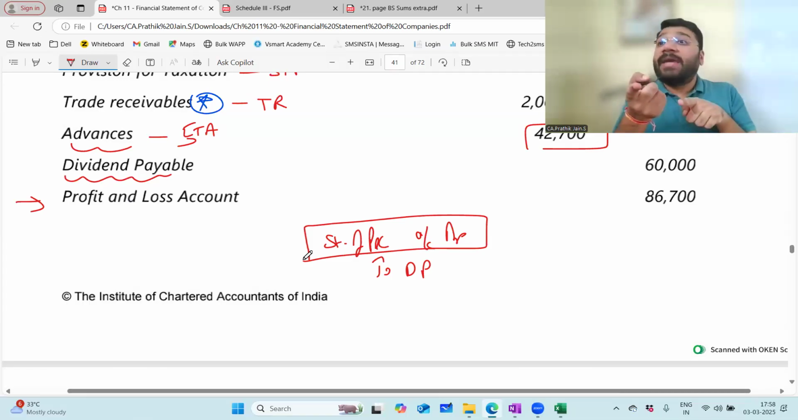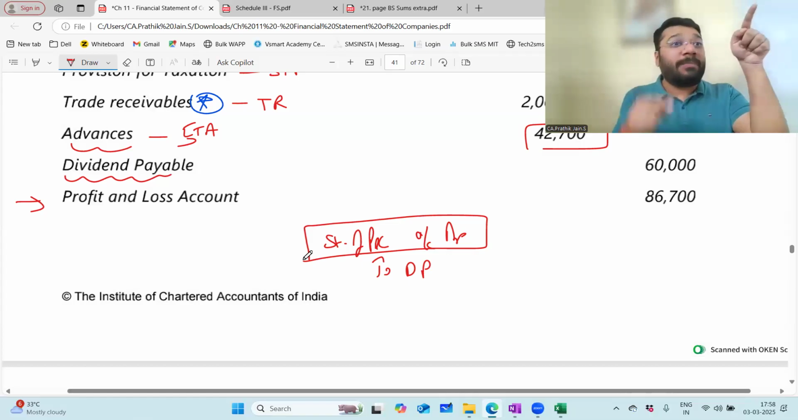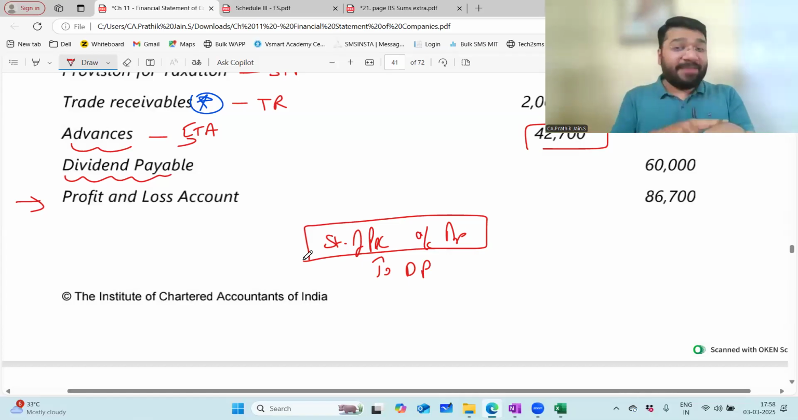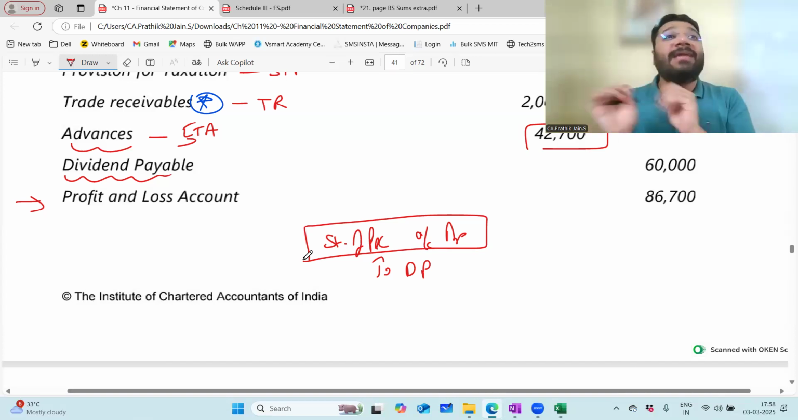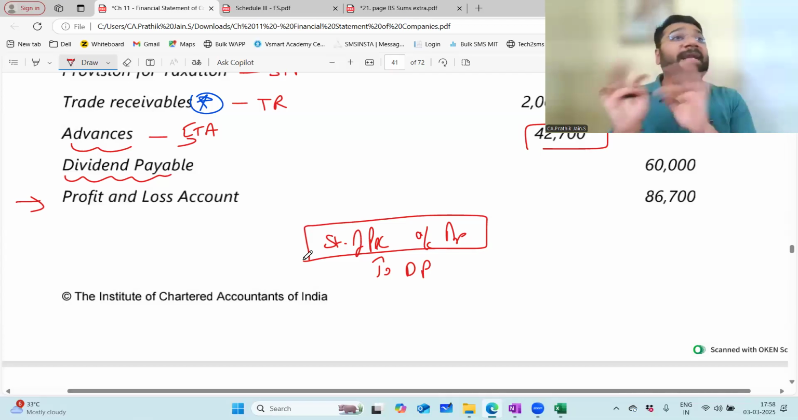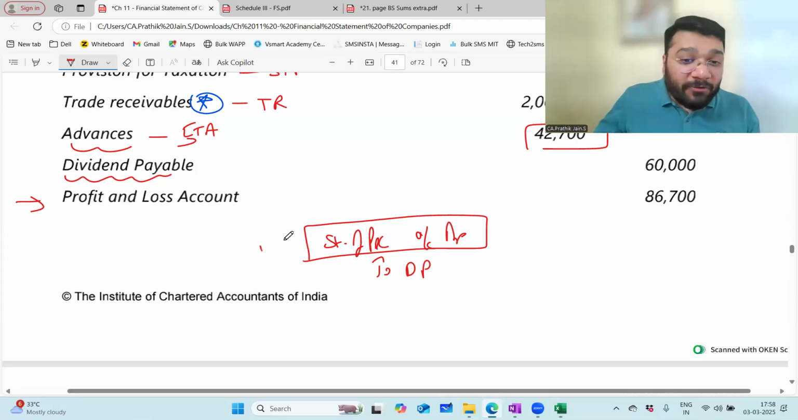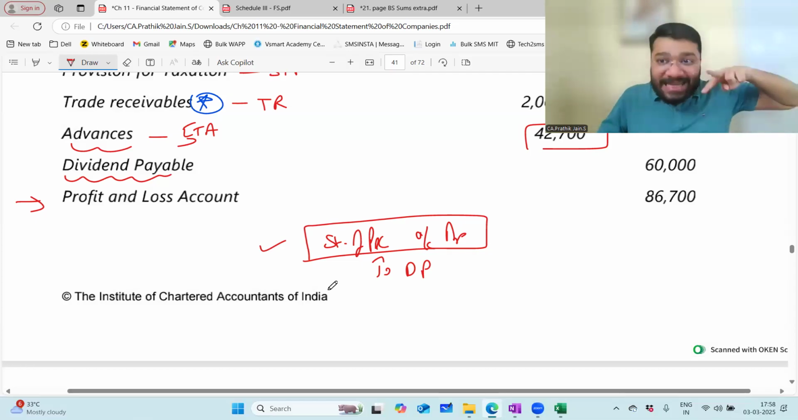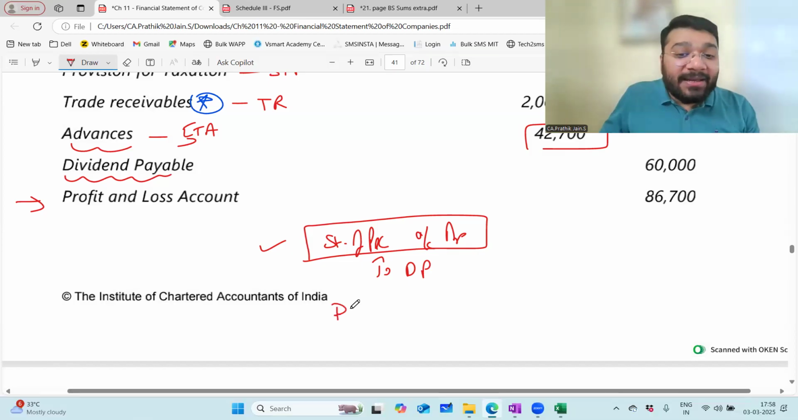The next day of the AGM. The AGM will happen from morning 9 o'clock, 10 o'clock up to 6 o'clock in the evening. The accountant will not wait and pass the entry. He will say, my time is over, I am going home. He'll go home. Next day morning, he will come and pass the entry. What entry will he pass? Statement of P&L to dividend payable. Means the dividend is yet to be paid. When the dividend is paid, as and when it is paid, what will be the entry? Dividend payable to bank.